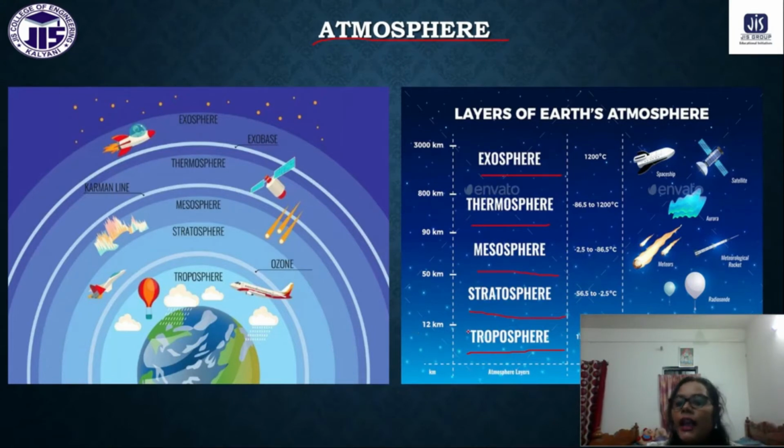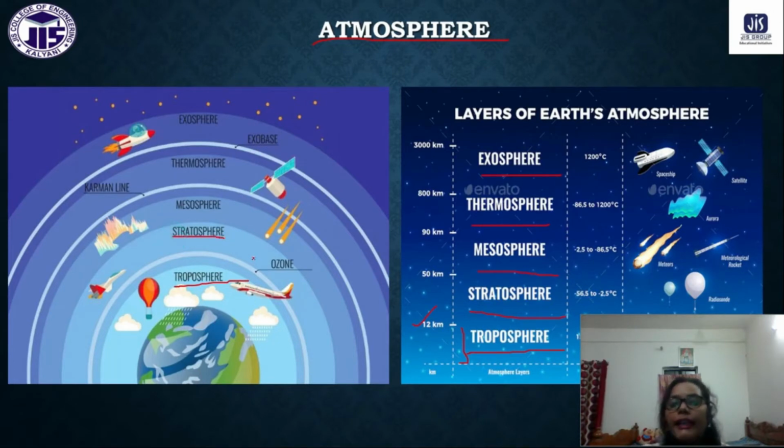Troposphere generally extends up to 10 to 12 kilometers. Okay, troposphere generally, just over the earth surface, surrounding the earth surface, we have the troposphere, right? After that troposphere, we have the stratosphere.